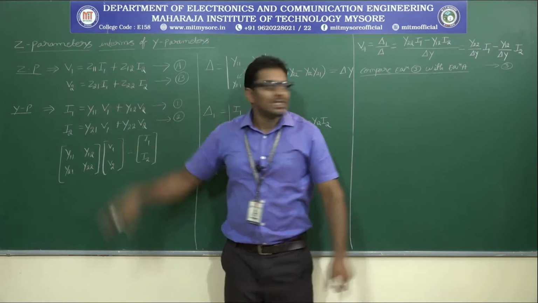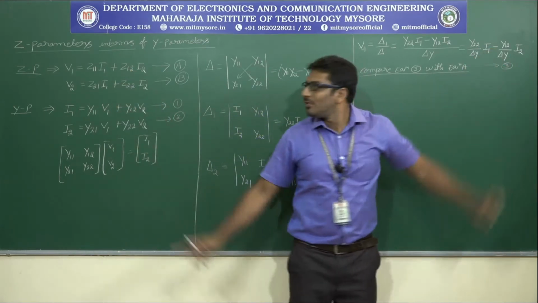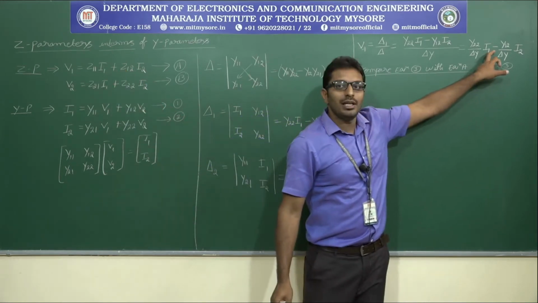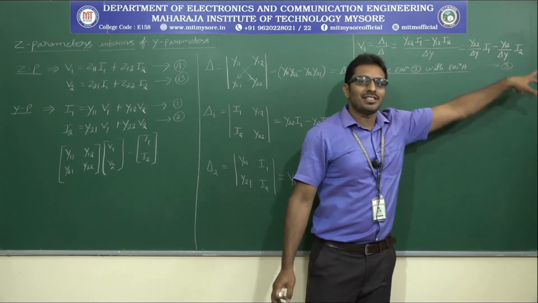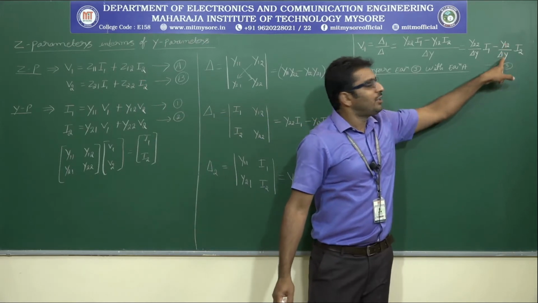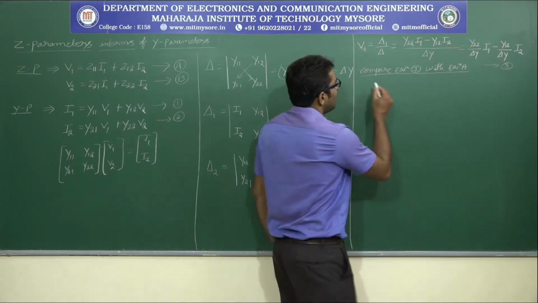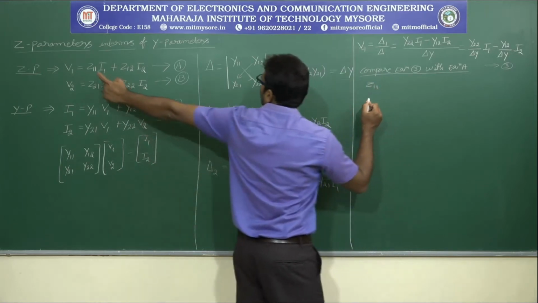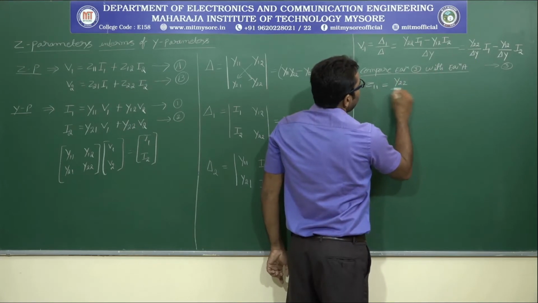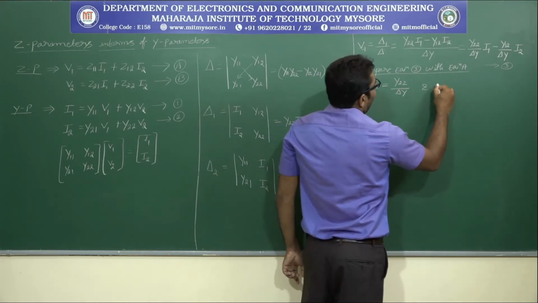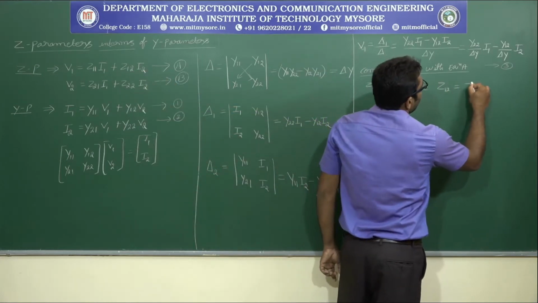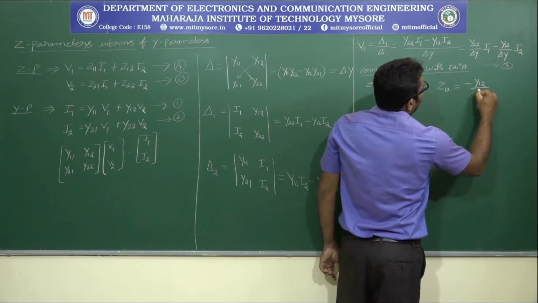Similarly, Z12 is equal to minus, because what is the sign here? Plus. So how can we write this equation? Plus into minus of. Therefore, Z12 is equal to minus Y12 by delta Y. The first one is Z11 is equal to Y22 by delta Y, and Z12 is equal to minus Y12 by delta Y.